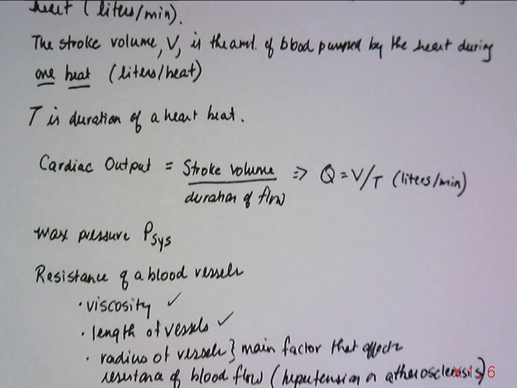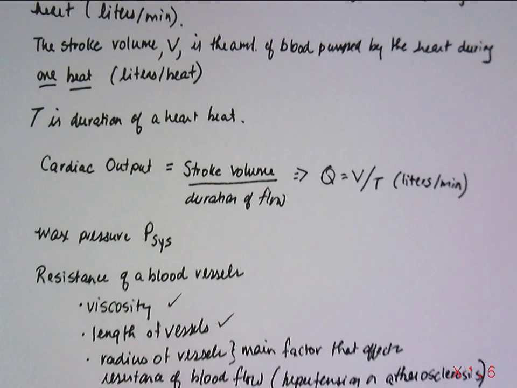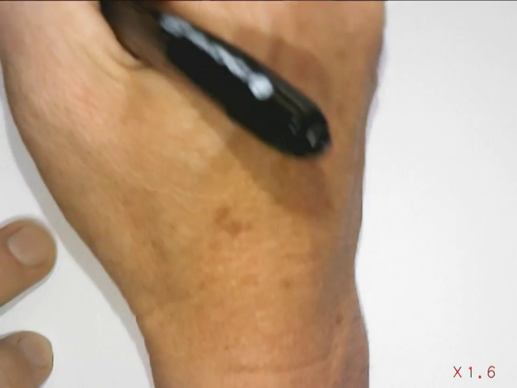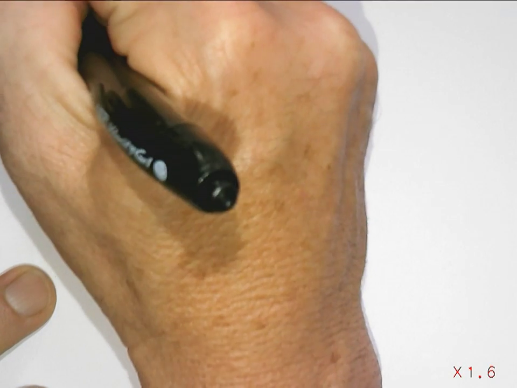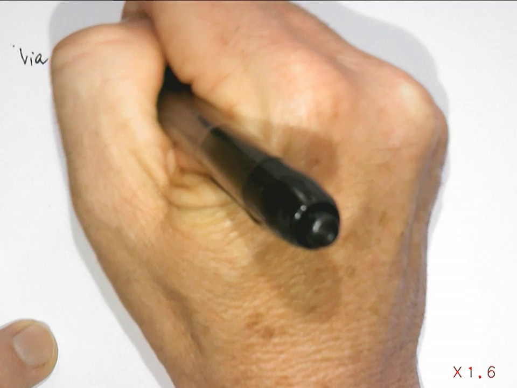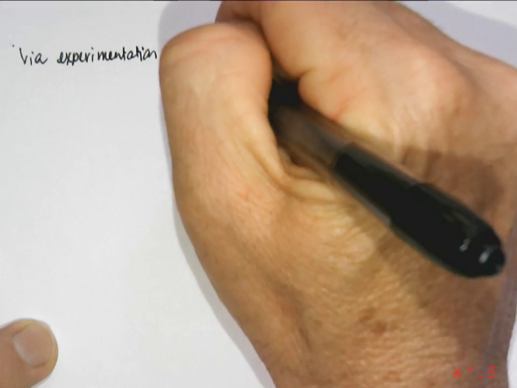All right, so let's look at what data is available to observe in the human body, and then look at how we can build this model for measuring blood pressure. All right, so what do we know experimentally? Via experimentation, we know the following.